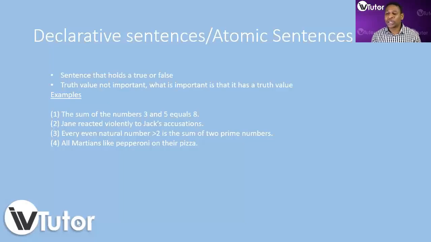Right. So that is true. Every even number greater than 2 is the sum of two prime numbers. So if you look at 4, it is the sum of 3 and 1. If you look at 6, it is the sum of 5 and 1. So you can see how we can proceed with that.